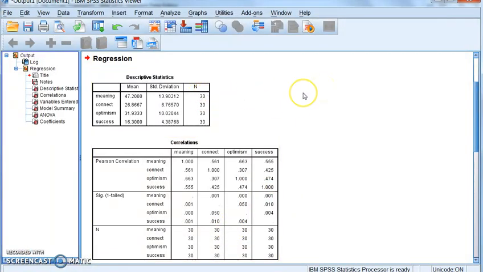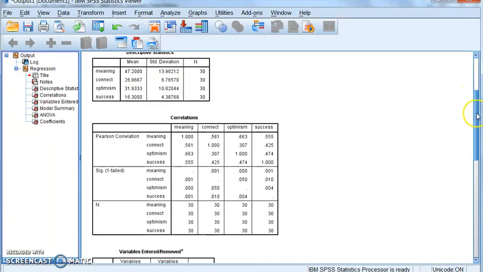You can see our descriptive statistics are first, so I've got means for each one of our four variables. The dependent variable is 47.2, and it gives us our standard deviation. So those are things we'll want to report in our write-up of this. We also see that there were 30 participants in the study.